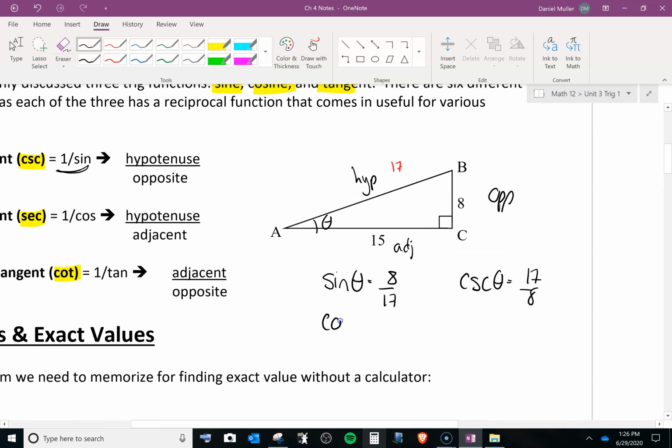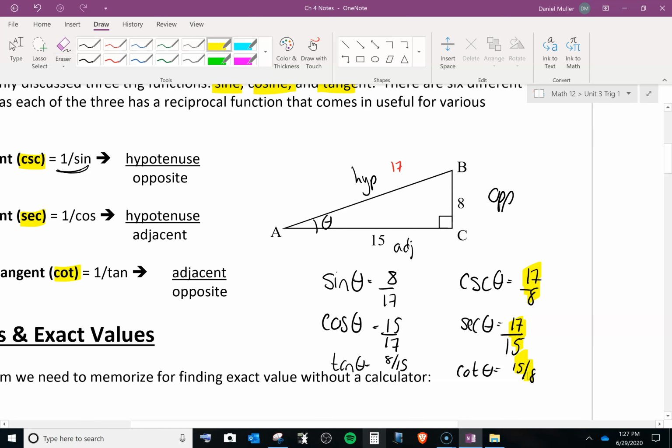Now cosine is adjacent over hypotenuse, so it would be 15 over 17. Now the reciprocal of that is secant of theta, and that's just the flip of this, 17 over 15. And lastly, you've got tan of theta. Tan would be opposite over adjacent, which is 8 over 15. But then you can have the cotangent of the angle, which is going to be 15 over 8. So the only thing I really want you to get out of this, because we're not going to be doing questions like this, the other thing that's really important to know is that these things just get flipped.